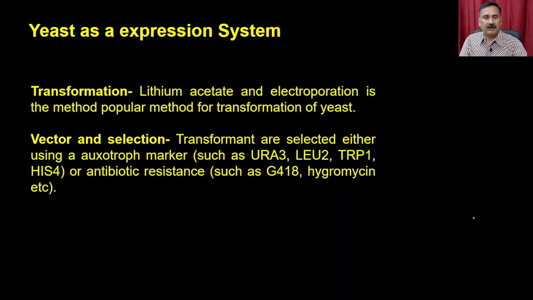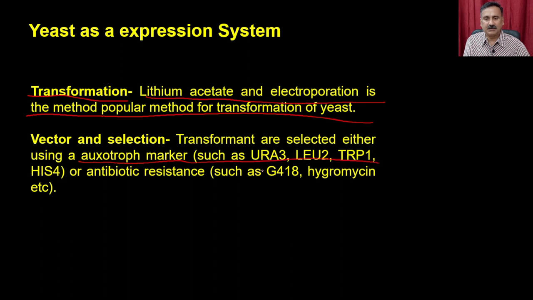They also have the downstream promoters and other kinds of machinery, and that's how they can get induced. As far as transformation is concerned, lithium acetate and electroporation are the popular methods for the transformation of yeast. And for the vectors, you can use different types, and they can be selected based on auxotrophic markers, and antibiotic resistance such as G418 or hygromycin.